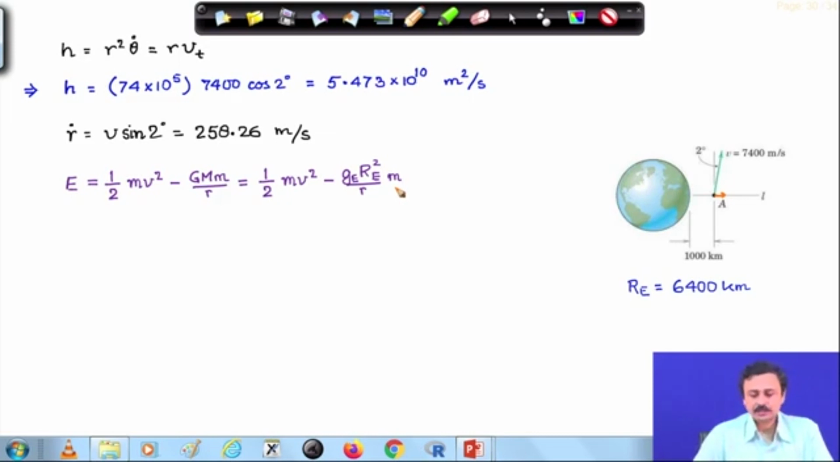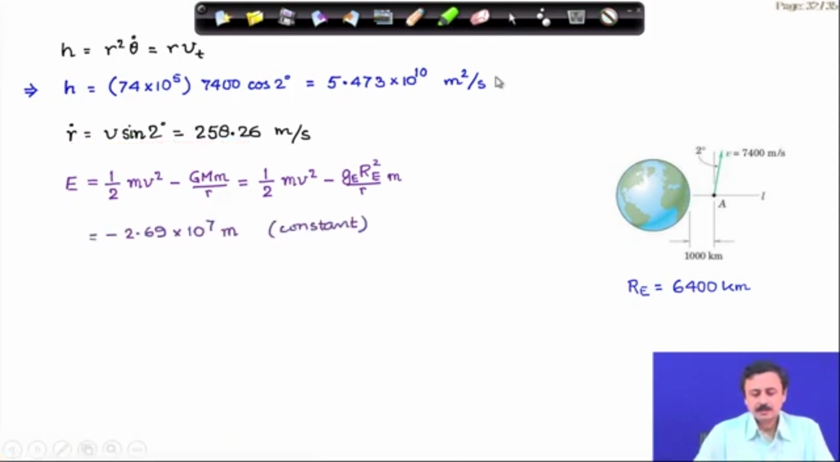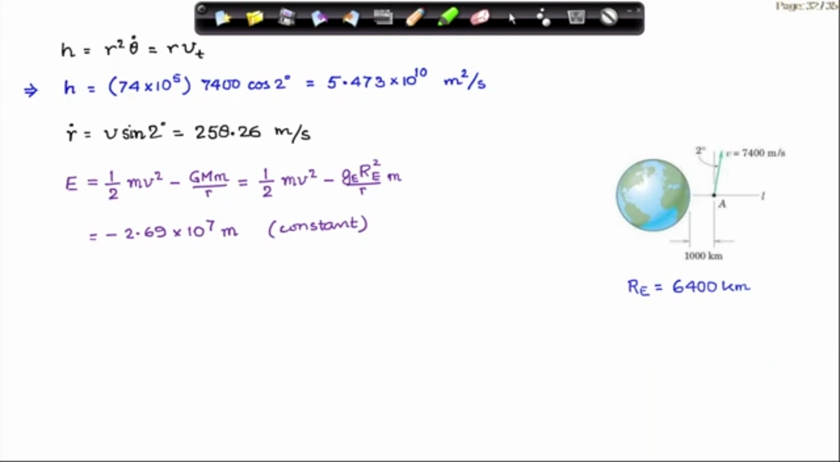So, that is what I have done. And I can calculate the energy in terms of the mass. The mass will later on go away. So, energy happens to be some negative quantity, mass of the particle is a positive quantity, therefore, energy is a negative quantity. So, this is an ellipse as it is mentioned, and this energy has to be constant over this trajectory.